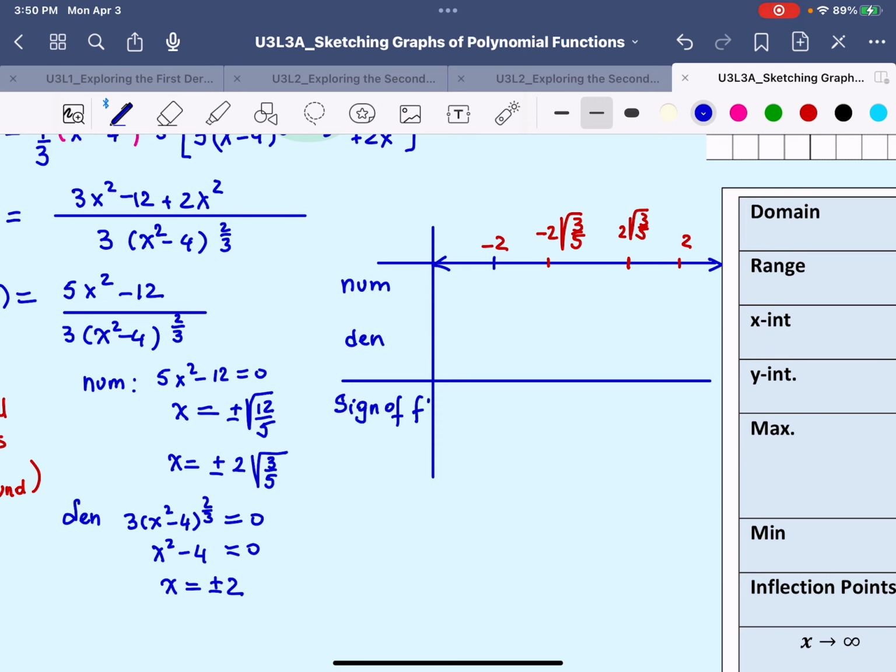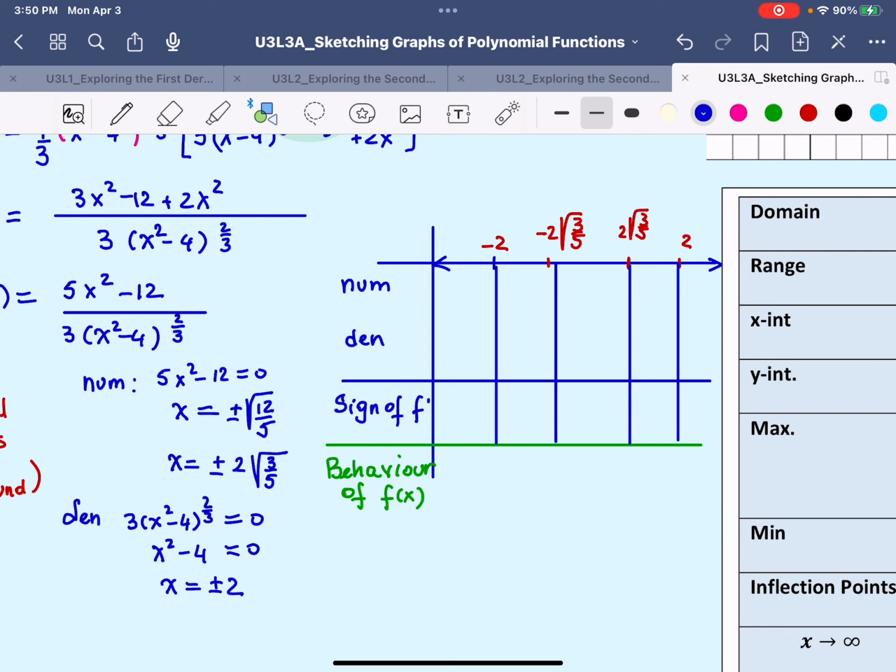So f prime. And lastly, we will decide on the behavior of the function f of x. So I will drop the perpendiculars from here. So in the numerator, we have the zeros, 5x squared minus 12, right here. In the denominator, we'll have the zeros at negative 2 and positive 2. The zeros of the numerator will make the derivative equal to 0, whereas the zeros of the denominator will make the derivative undefined.